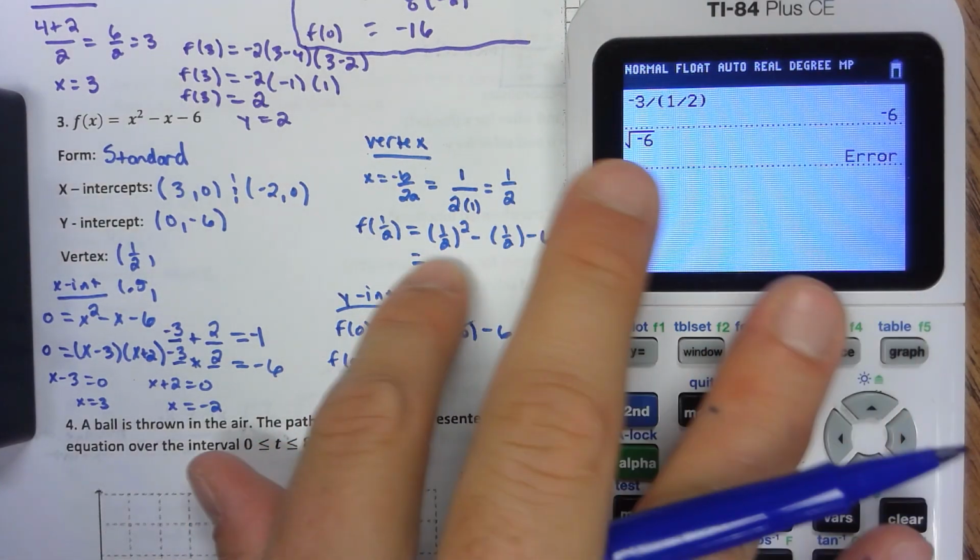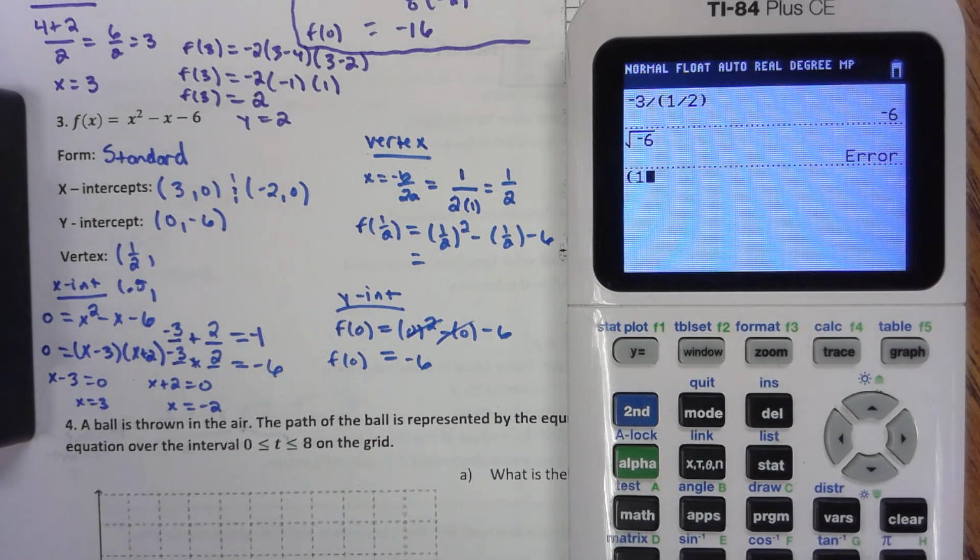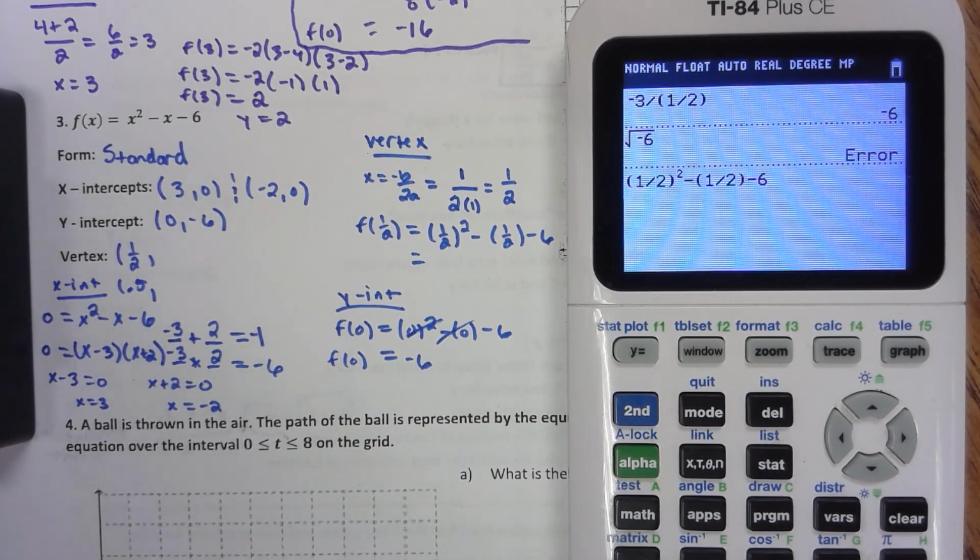I'm going to, again, plug everything in the way that I see it. Parentheses around this value, the x value is so important, especially now that it's a fraction. So 1/2 squared minus 1/2, and then minus 6 gives me negative 6.25.